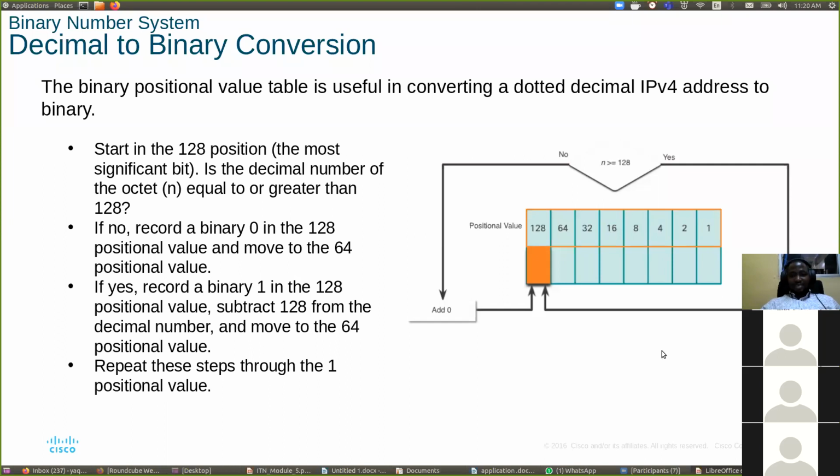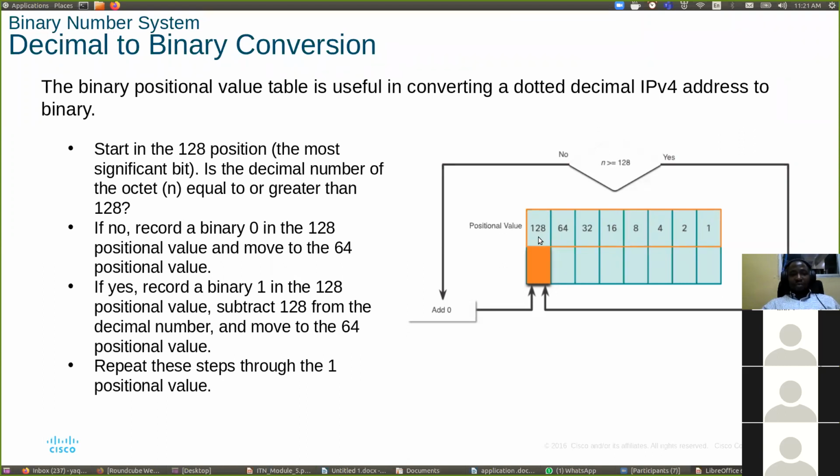This is like, in programming, maybe you call this a flow chart. They have designed a sort of flow chart for you here. You just use the logic and follow the principles of this flow chart. You can see your positional values here. These positional values are very important: 1, 2, 4, 8, 16, 32, 64, and 128. These are your positional values.